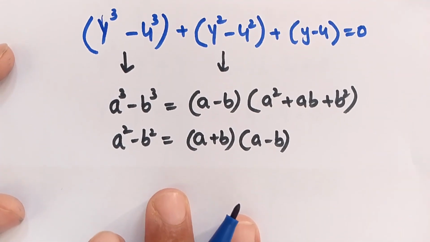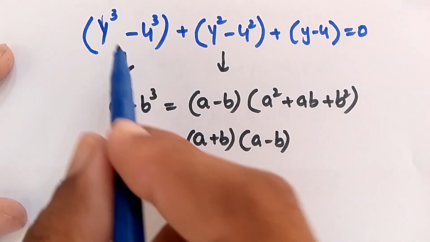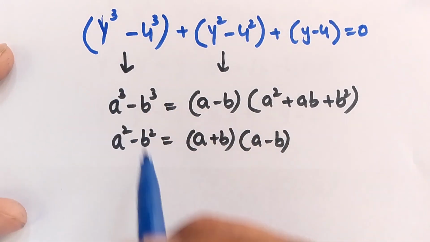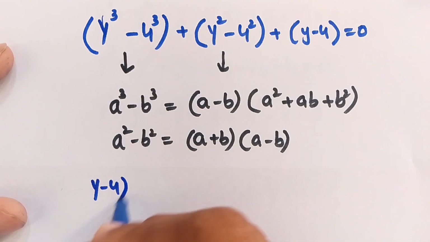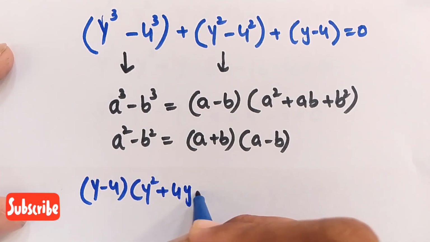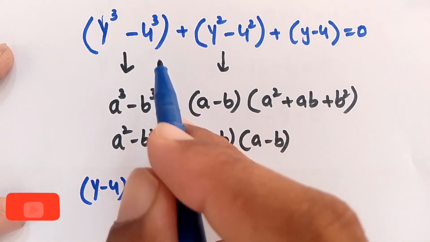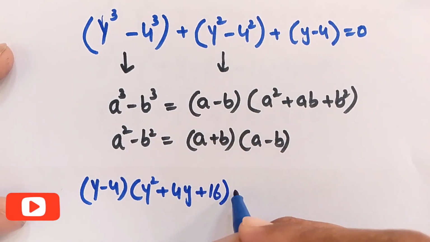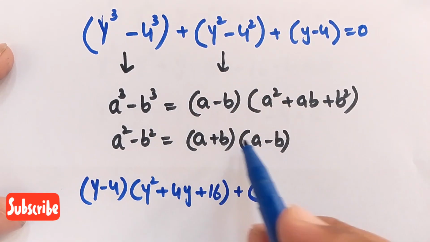To apply this identity, this will become y minus 4 times y square plus 4y plus b square, meaning 4 square, which is equal to 16. Plus, and for this we have to use this identity.